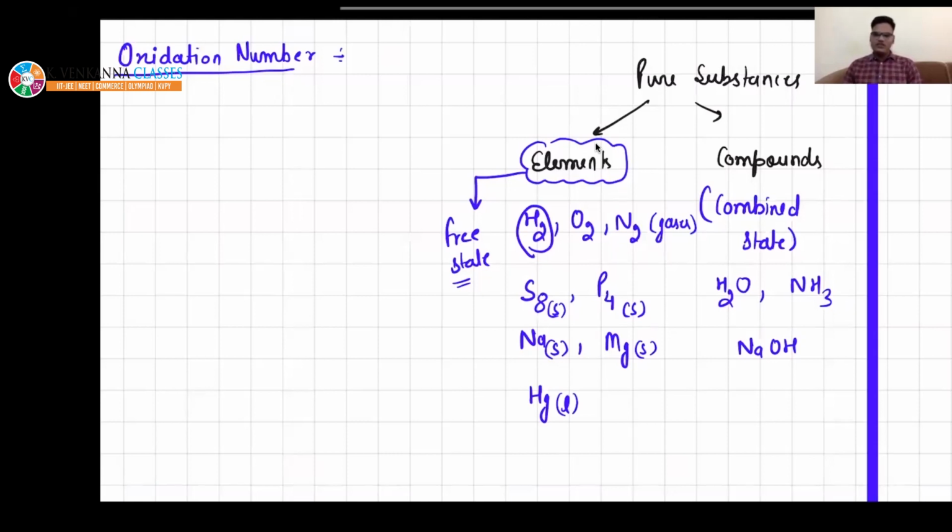If I am talking about free state, then I am asking the state of the element which is present naturally and its combination, that it is made up of two atoms or 3 atoms or 4 atoms or 8 atoms. So you have to mention its physical state as well as its atomicity. For example, for hydrogen, its atomicity is 2. Here it is 8. Here it is 4. Is this okay, beta? Is this okay?